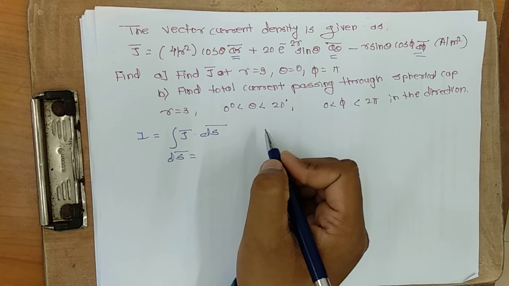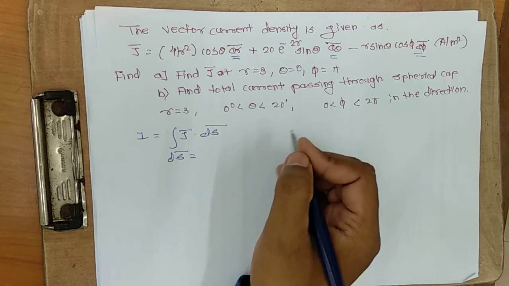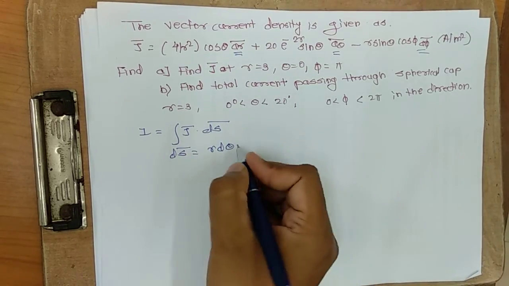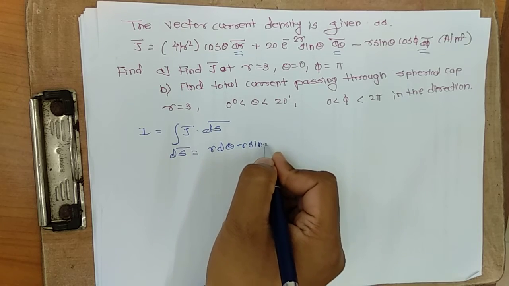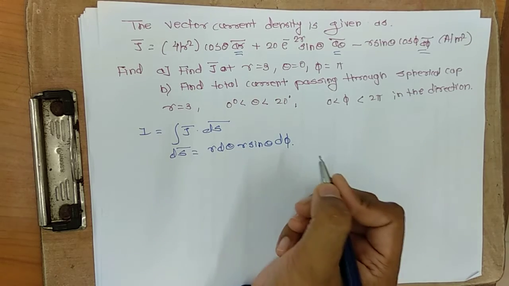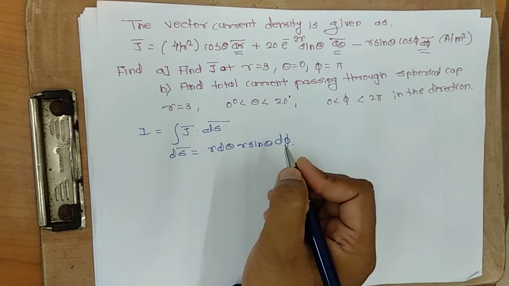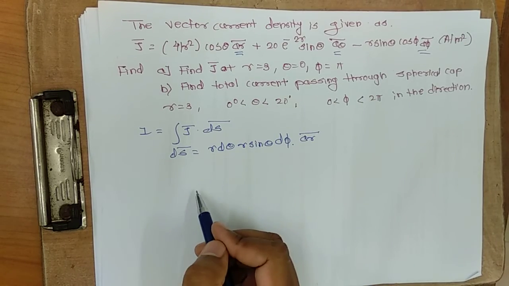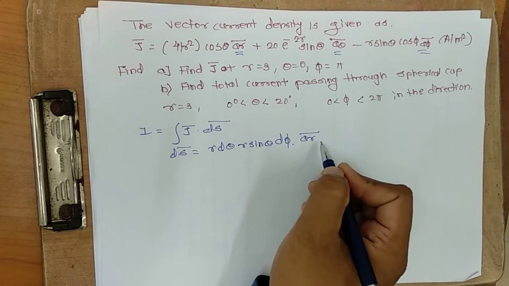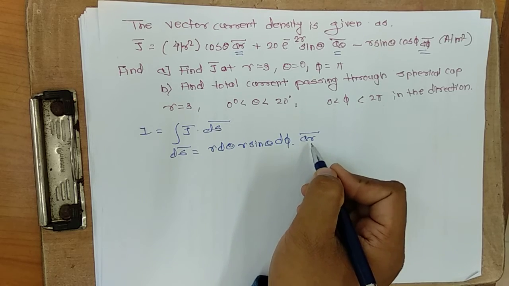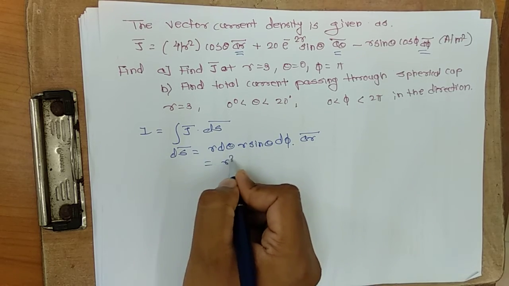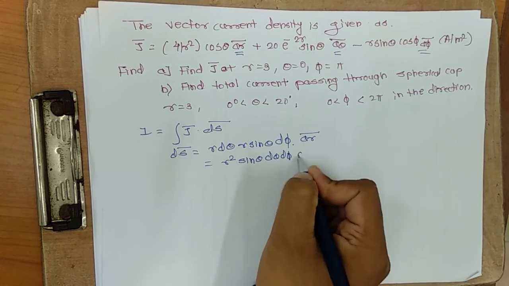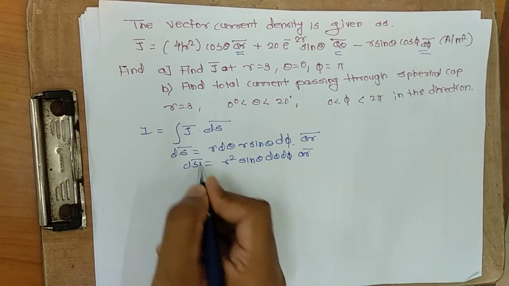But we can't multiply with just d theta and d phi. We have to multiply with r d theta, and the other component is r sin theta d phi, and the remaining one is ar bar. Okay, so only ar bar remains. Ar bar is the direction, since it is constant, that's why we give the unit vector ar bar. So it simplifies to r square sin theta d theta d phi ar bar, that is dS bar. Okay, so that is dS bar.